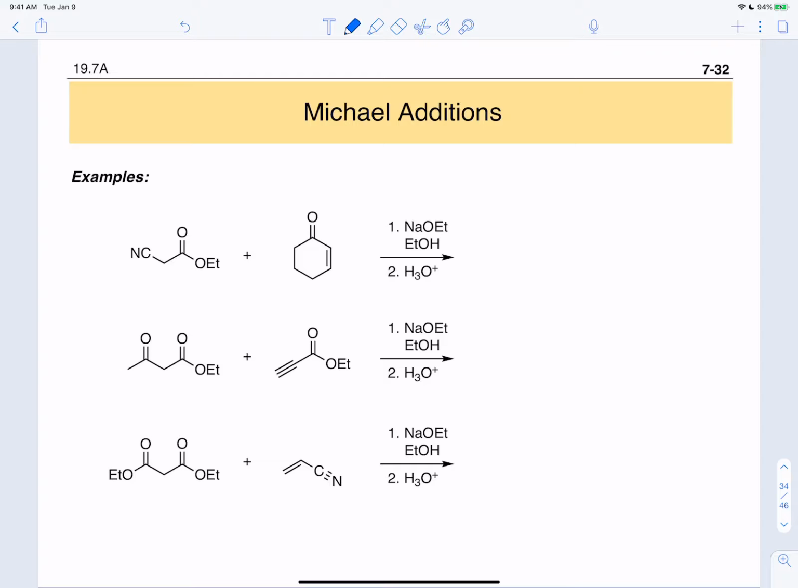Along the way, we can actually have Michael additions or Michael type additions with a variety of different reactive groups. In addition to beta keto esters and beta diketones, you can also have other strong electron withdrawing groups neighboring the carbon to increase the acidity and also increase the delocalization. So this is going to follow the same logic.